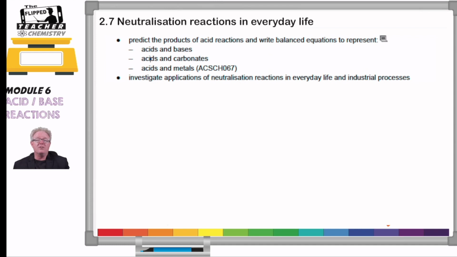Alright, welcome back guys, nice to see you again, and here we're going to be looking at neutralization reactions in everyday life. And so here's the syllabus point we're looking at here. It says we're going to investigate applications of neutralization reactions in everyday life, and then there's some industrial processes.